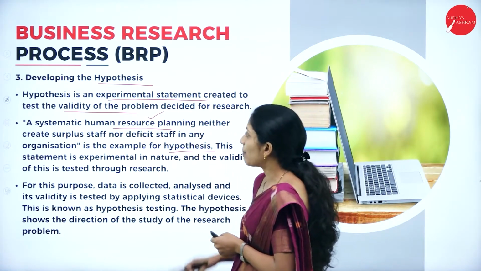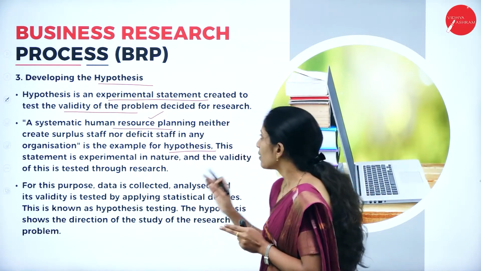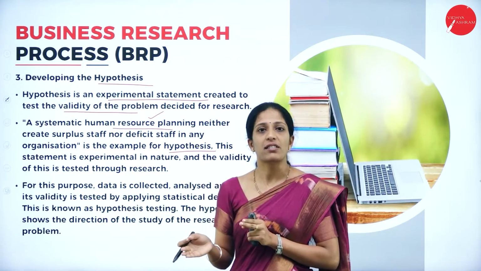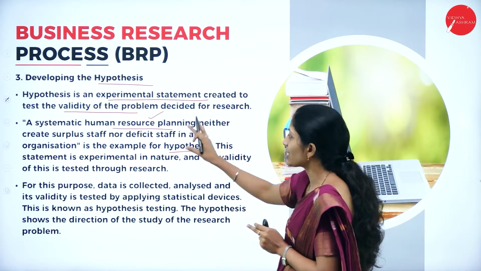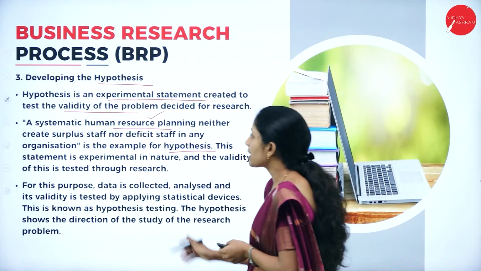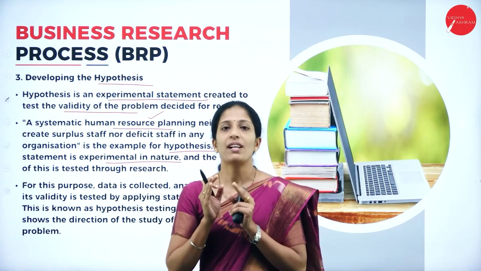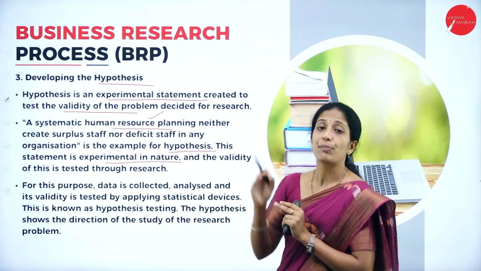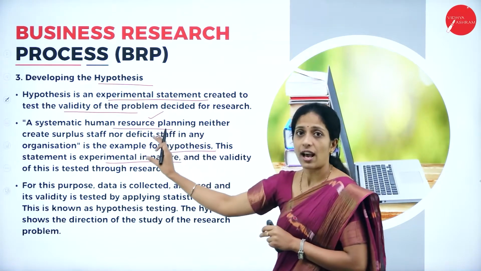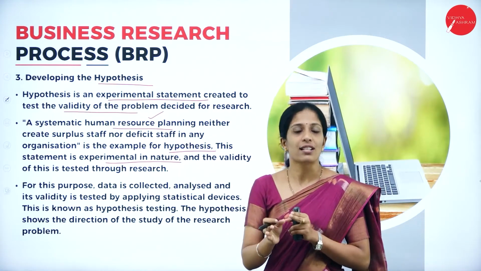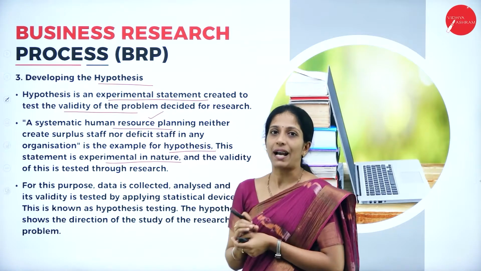Now, what does this example tell us? That with systematic human resource planning, if there is proper planning, then there will not be any surplus staff, neither will there be any deficit staff. So, this is my hypothesis. This statement is experimental in nature. Now, I have to prove whether this statement can be proved or not. After having human resource planning, there will be no excess human resource. In the same way, there will be no deficit human resource. So, this is my hypothesis.